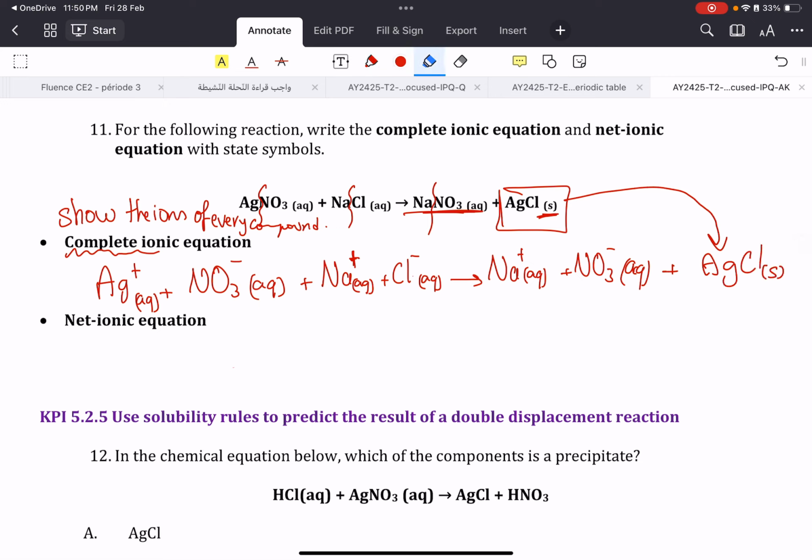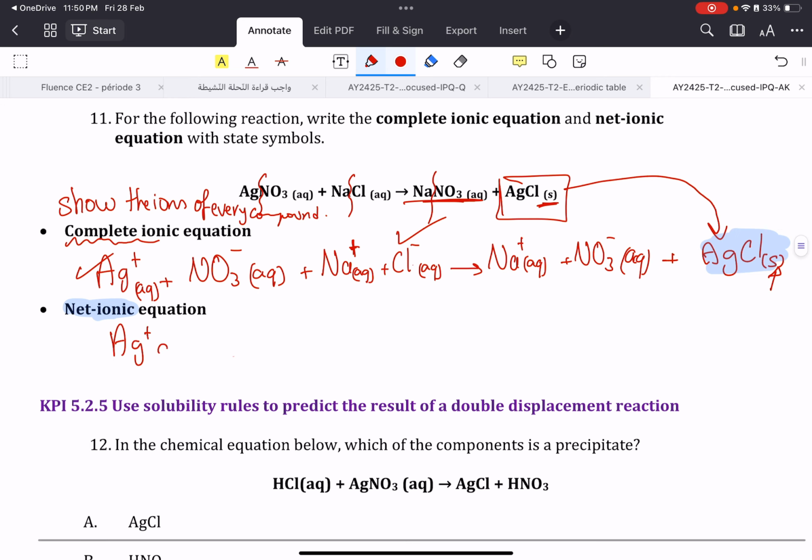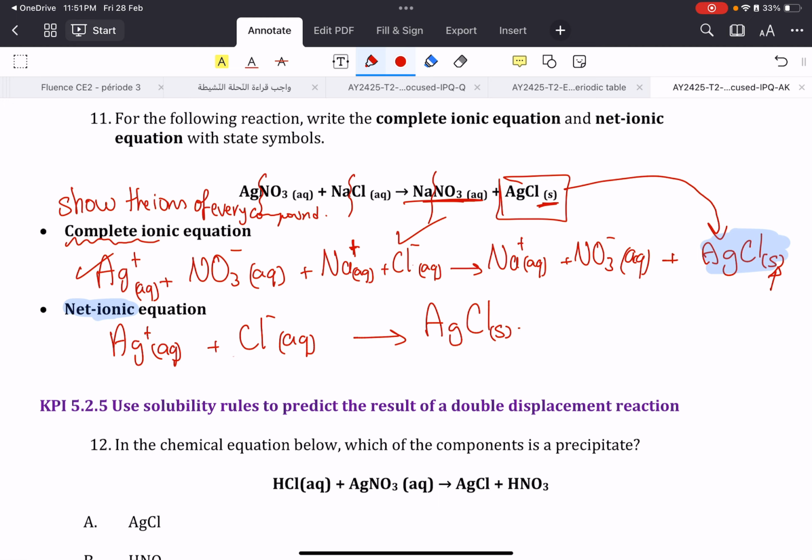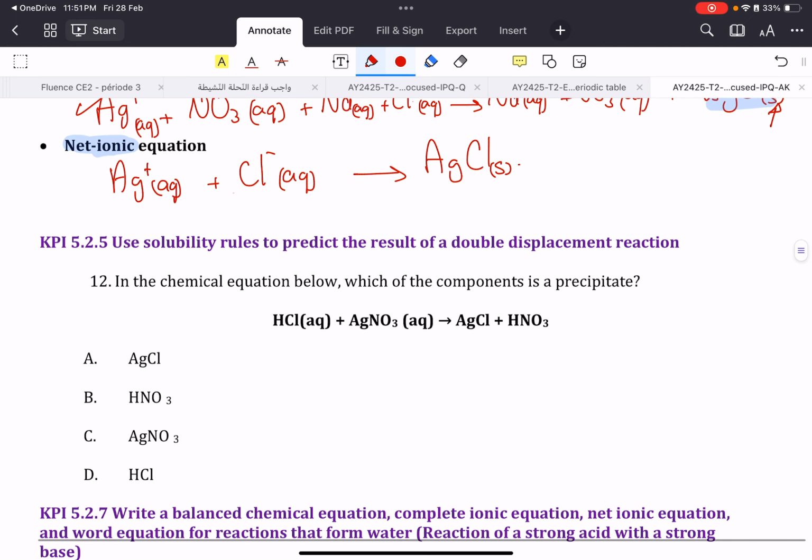And therefore, when they ask you to write the net ionic equation, you select the ions that form this compound. So for the net ionic, you will only choose the ions that contributed to the formation of a solid precipitate, and they are Ag plus and Cl minus. So we write here Ag plus aqueous, Cl minus aqueous, giving AgCl solid. This will be the net ionic equation. Be careful with these kinds of questions.